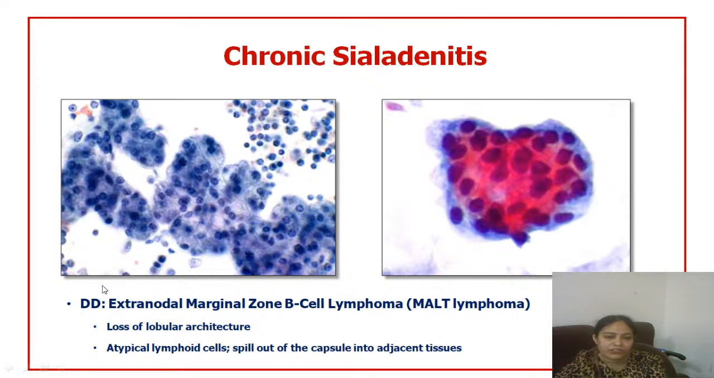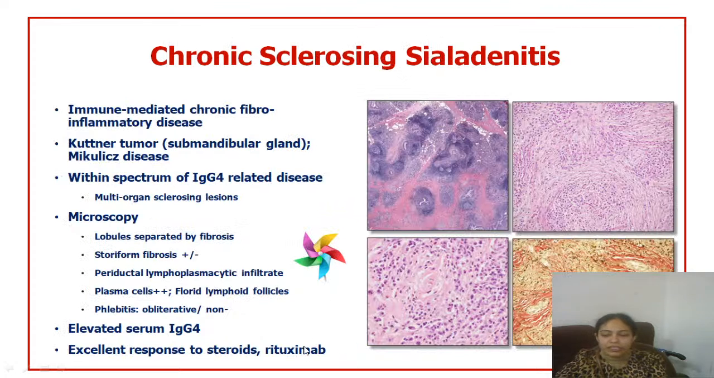So how do you differentiate from the most common lymphoma, which is a maltoma or extranodal marginal zone B-cell lymphoma? This would cause, like I said, loss of lobular architecture, and the lymphoid cells are large. They are larger than normal lymphocytes, and this would also spill out of the capsule into the adjacent fat. So that would again help you to identify it as malignant.